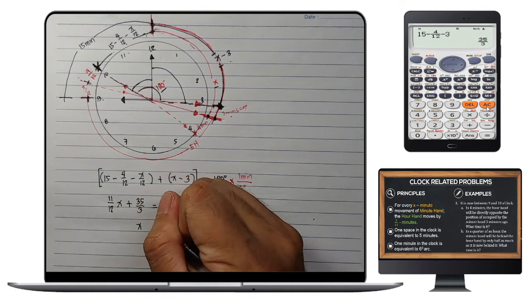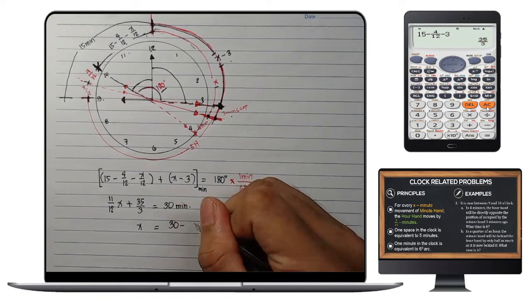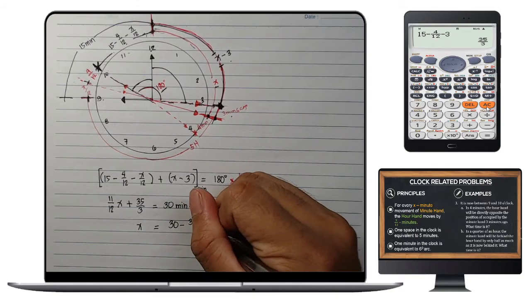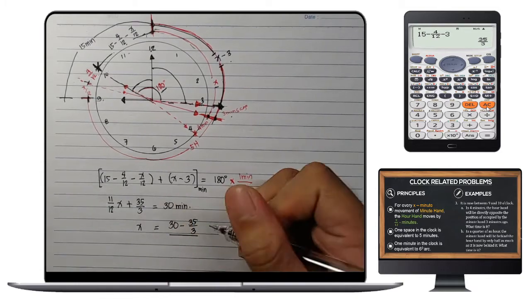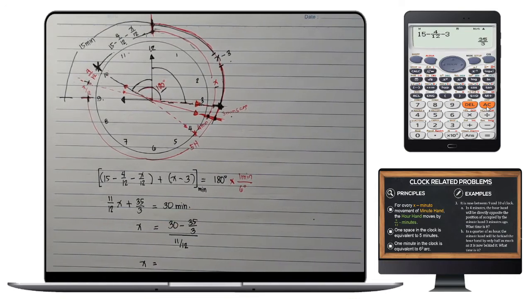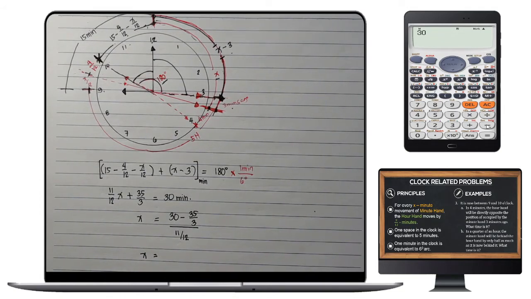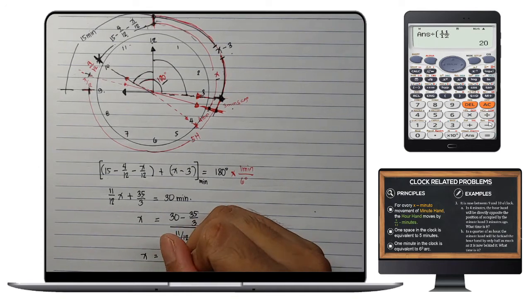So we can solve for x. Solving for x, that is 30 minus 35 over 3, divided by 11 over 12. Use the parentheses: 30 minus 35 over 3, divided by 11 over 12, equals simply 20.